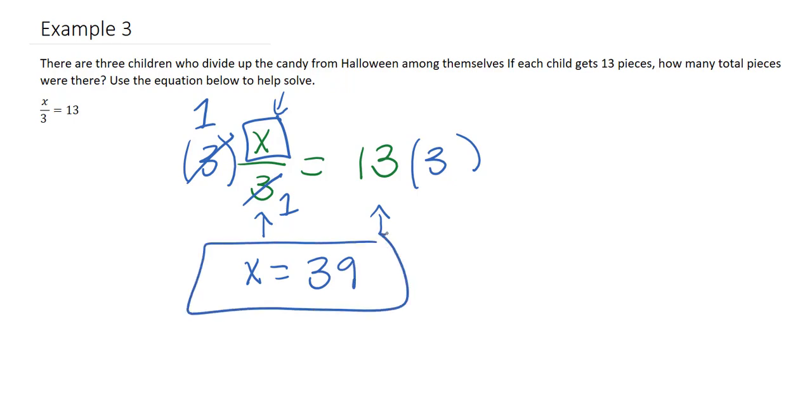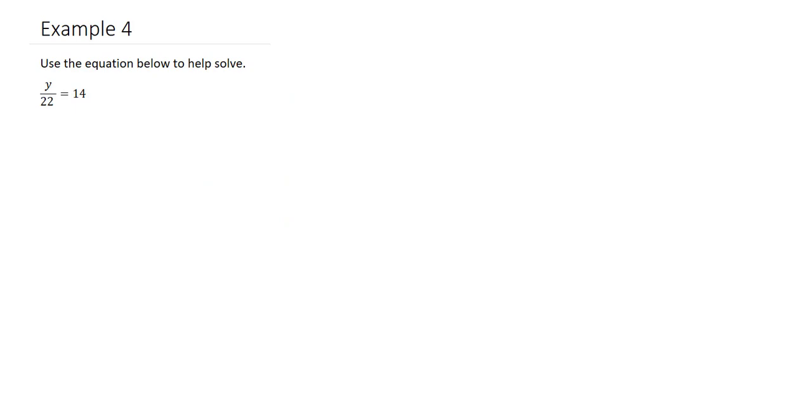Now let's do one more example. Example 4: we're going to use the equation below to help solve. And I'm going to do something real quick. If we were to switch the order, this would say 14 equals y over 22. These are equal. I really want to emphasize that. It doesn't change anything on how we do it. The whole point is we need to get y by itself.